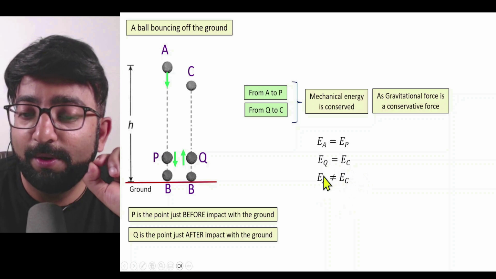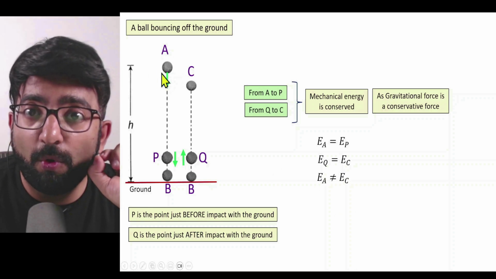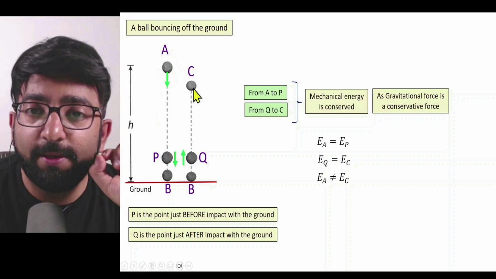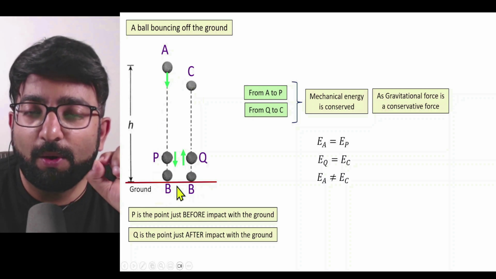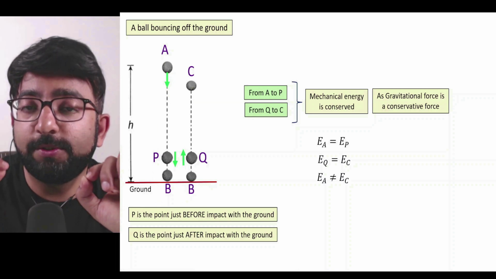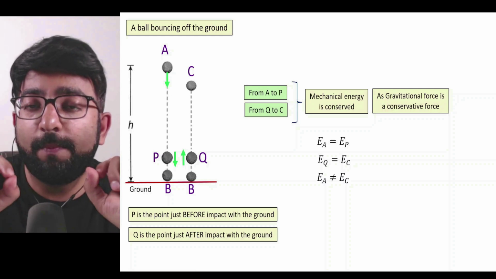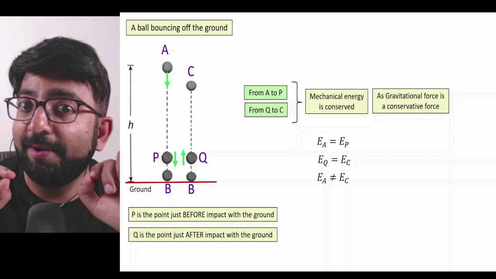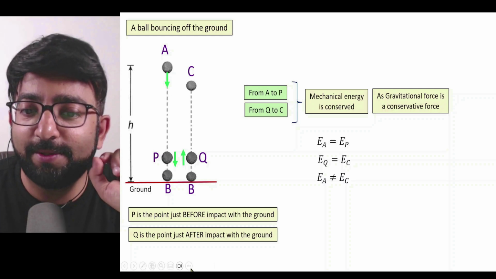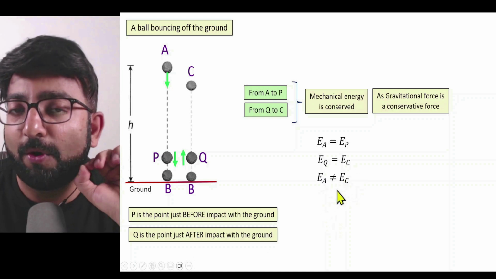And why are they not equal? Because if we are considering the motion of the ball from A to C, the ball is going to hit the ground, because of which the ground is going to provide an upward normal reaction to the ball, and normal reaction is a non-conservative force, and that is why EA and EC are not equal.